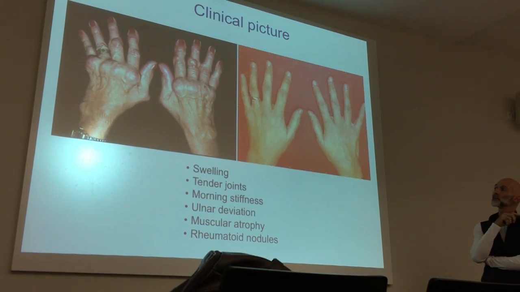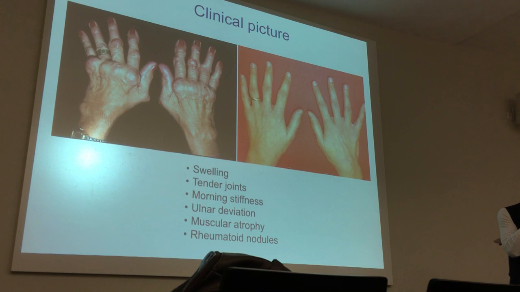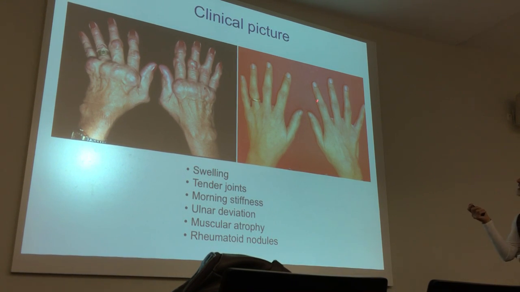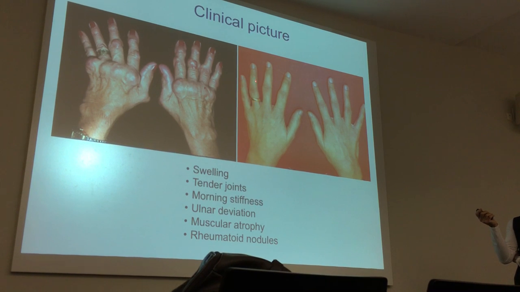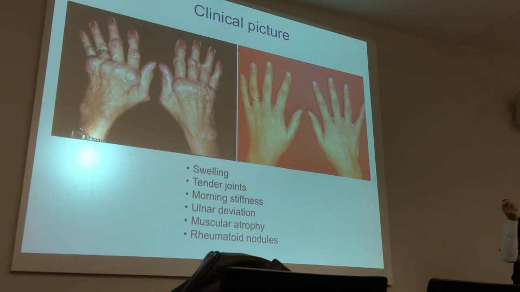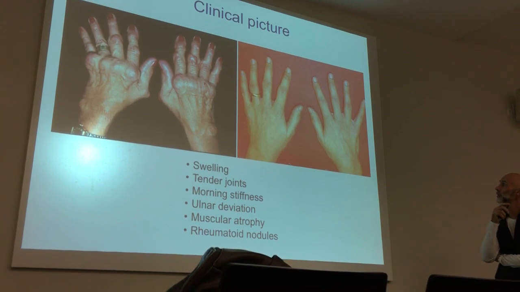Now, this is very clear, but at the beginning, the disease rather looks like this. So, a rather discrete swelling. But the typical swelling of this proximal interphalangeal joint is characteristic for rheumatoid arthritis and not of this distal interphalangeal joint. And why this is the case, nobody knows so far.